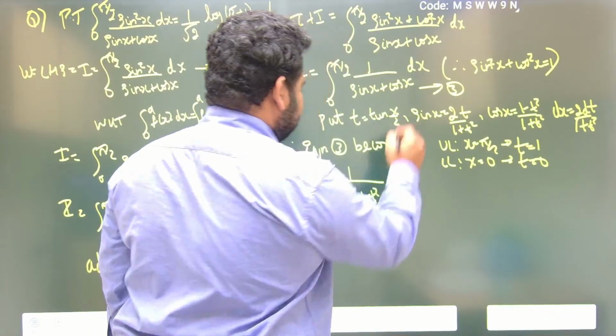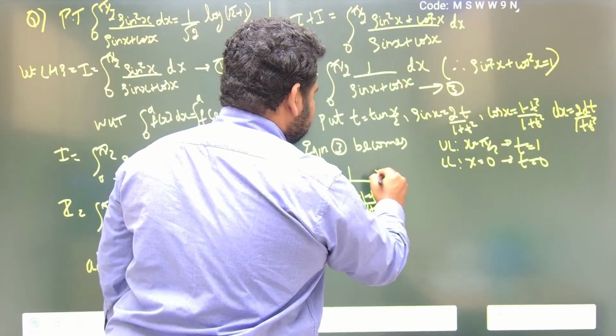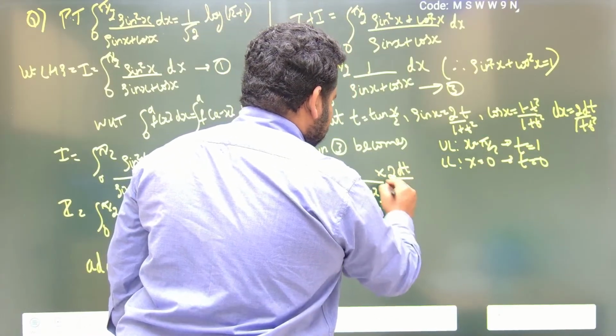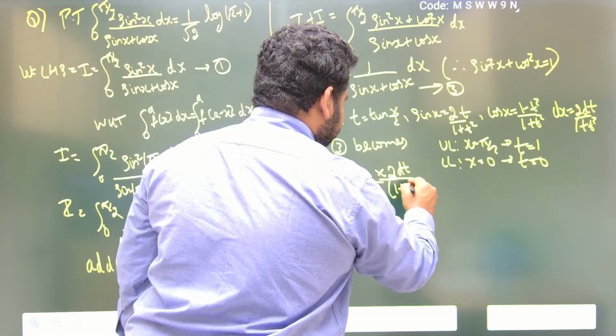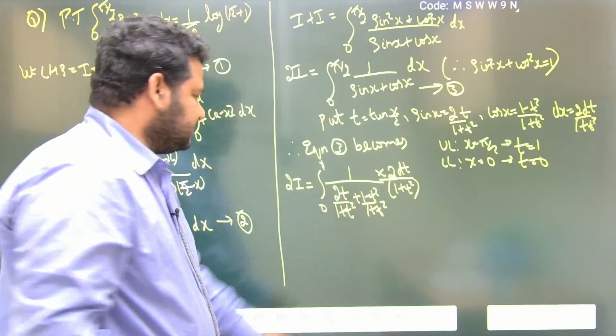And dx is 2 dt by 1 plus t square. Here the denominator is the same, 1 plus t square, so directly I can take this value.